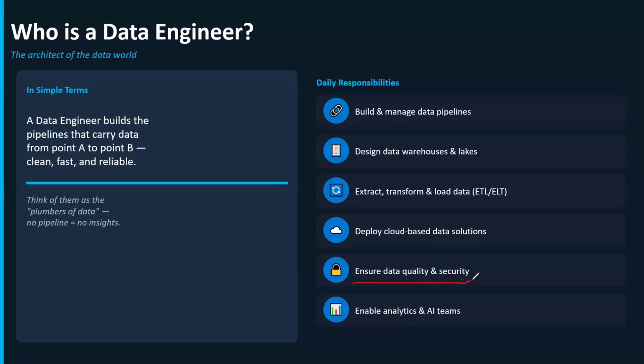And also security. Suppose the data is getting generated from point A to point B, and in between it is getting ingested and transformed in so many places, and some unauthorized user might come and steal the data. So that should be handled carefully. That is the responsibility of the data engineer, to ensure only valid data is getting passed through and the data is secured enough.